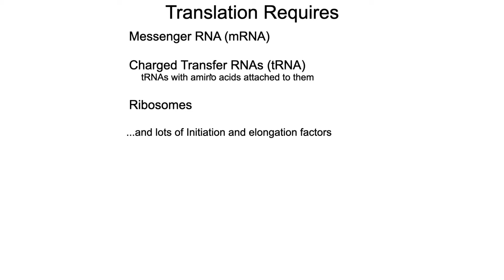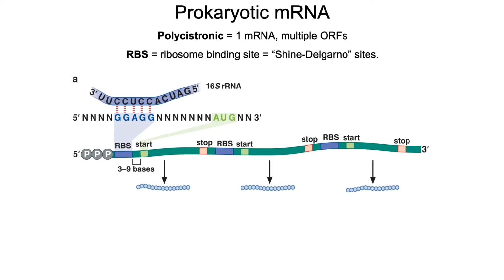Then we need charged transfer RNAs, or tRNAs. What it means to be charged is that they have an amino acid covalently bound to them. And finally, we need the ribosomes. Those are going to be coordinating this entire process. Now, there are lots of other initiation factors and elongation factors that we're going to discuss in the next lecture, but these are the three main things that we need at the start of translation.